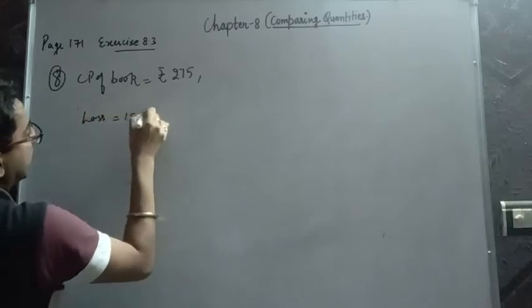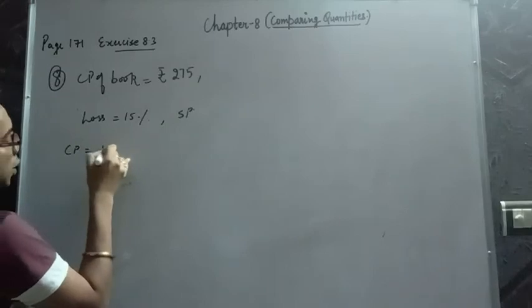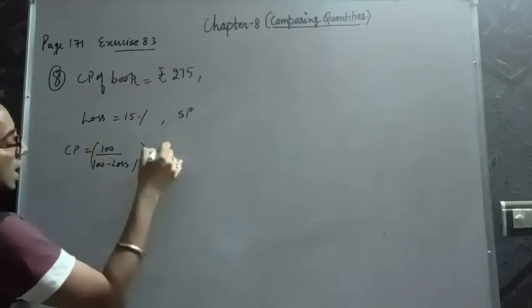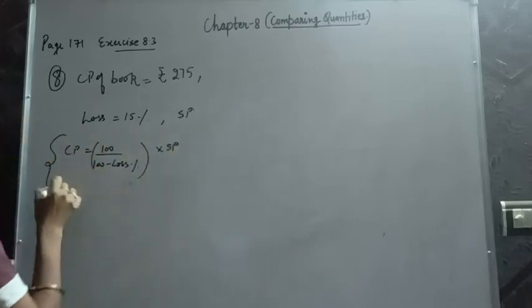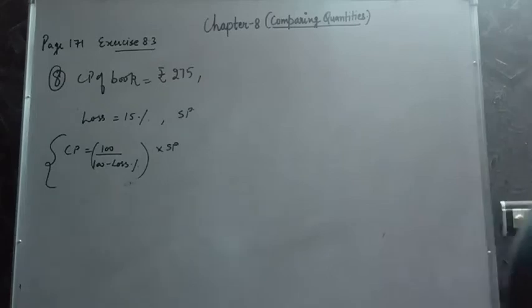It means definitely we have to find SP. CP is equal to (100 minus loss percent) into SP. Solve it, put the values and get the answer yourself. Okay, we can have a few more questions on this. We can practice some extra questions related to it. There is no hard and fast rule for this. We can find a few questions related to it.